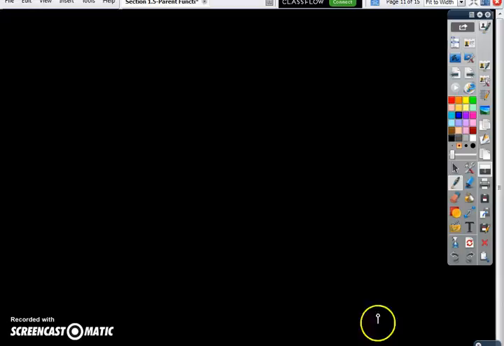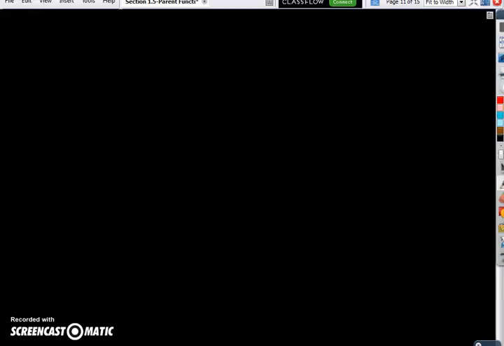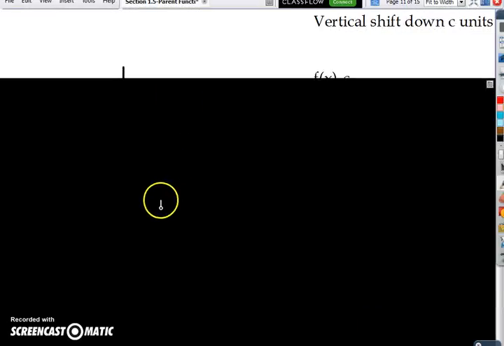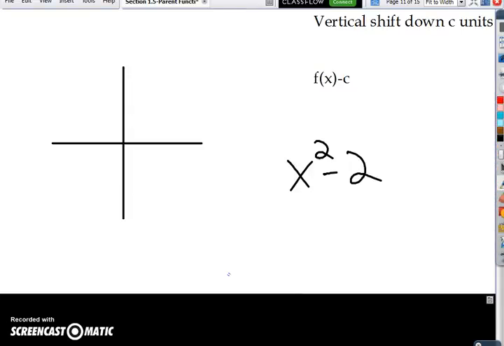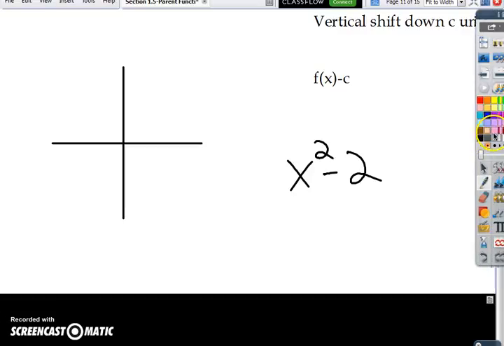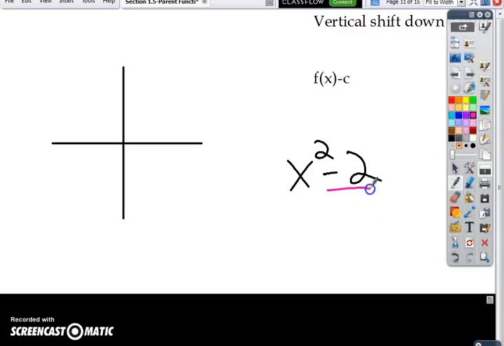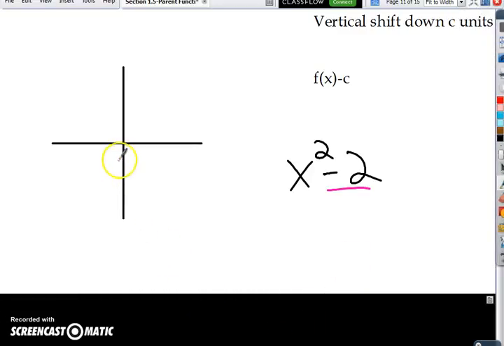The next transformation I have is one of the following. A vertical shift down c units, f of x minus c. An example being x squared minus 2. Now this minus 2 is going to take what used to be a nice pretty graph and shift it down 2 units.